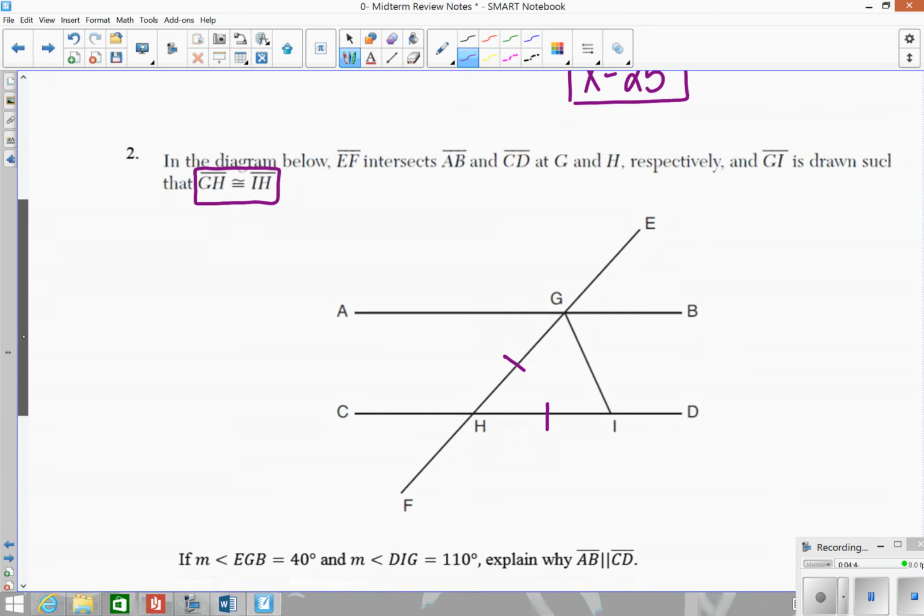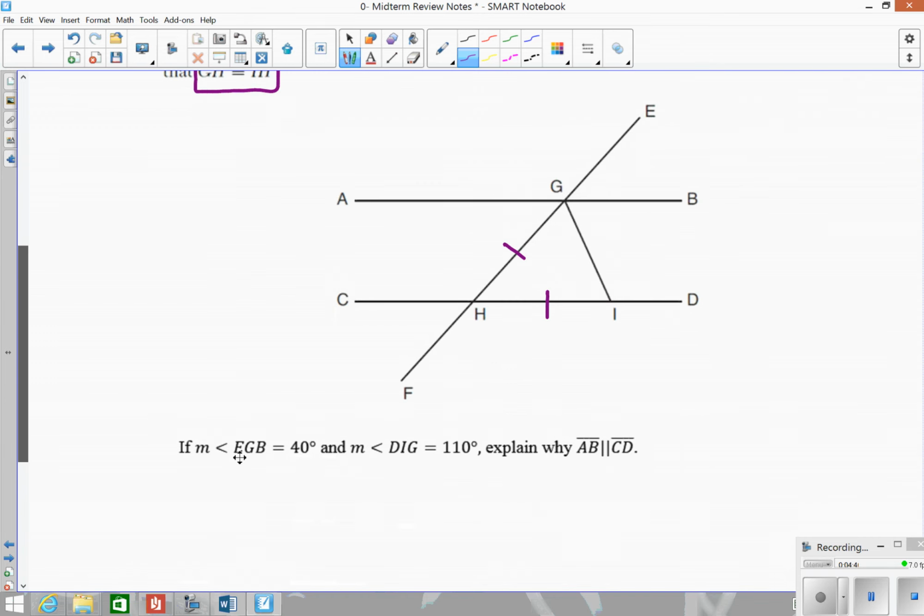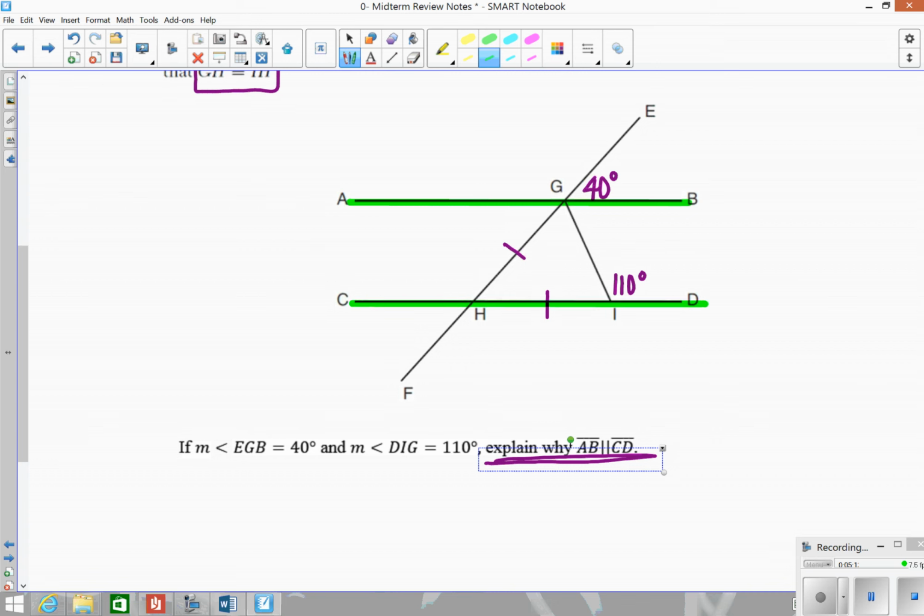And they also give us down below some angle measures. So EGB, making sure that you're being really careful about labeling the correct angles. DIG, so DIG is 110. And your goal is to prove or explain why those two lines must be parallel. So I'm going to go ahead and highlight those two lines. So why would AB and CD have to be parallel?